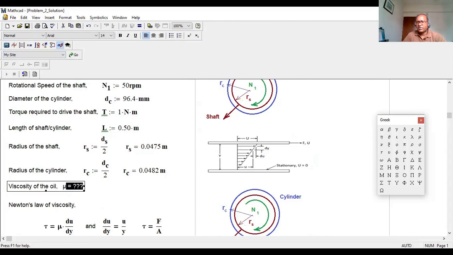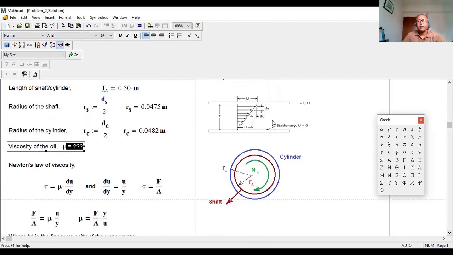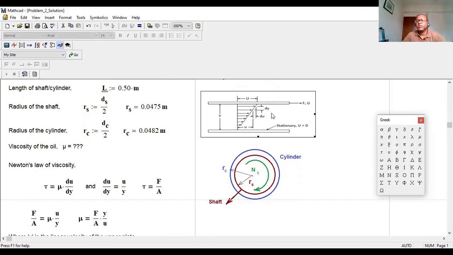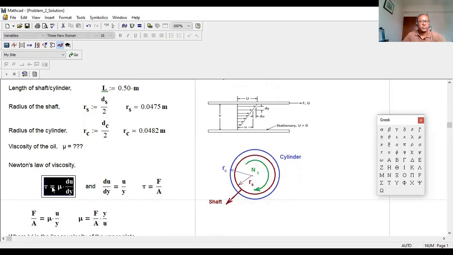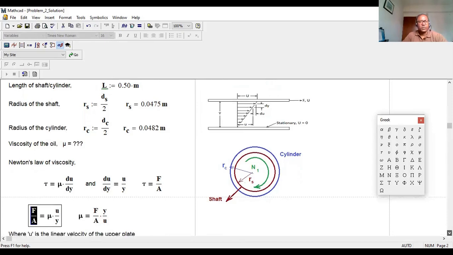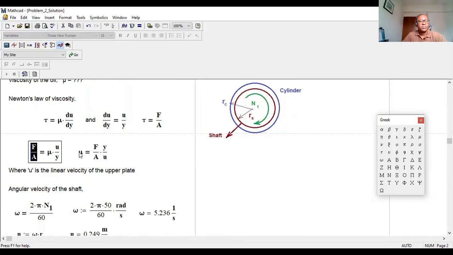Now, what is our equation or law? We'll apply Newton's law of viscosity: tau equals mu del u by del y. And we know that del u by del y equals u by y, though instead I should put bigger U. And tau equals F by A. So you put everything in this equation. Instead of tau, I put F by A, mu, and U by y. From there, you figure out mu from this equation. So mu equals F by A times y by U.